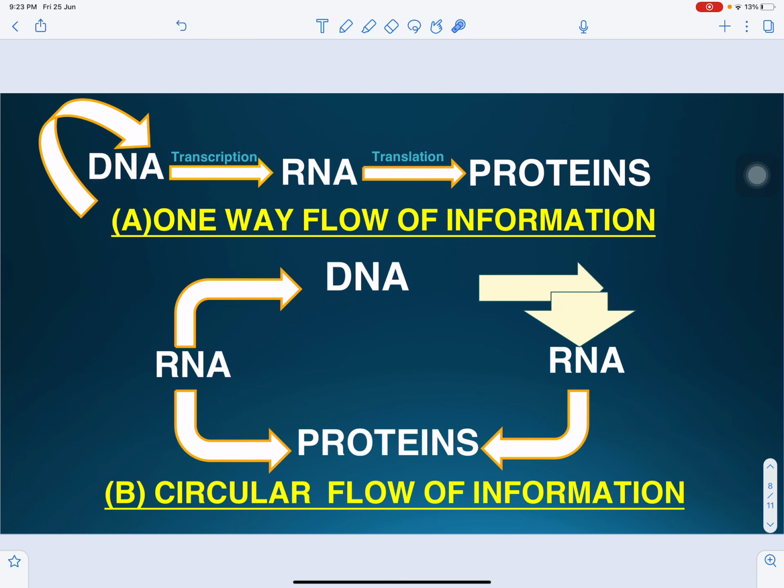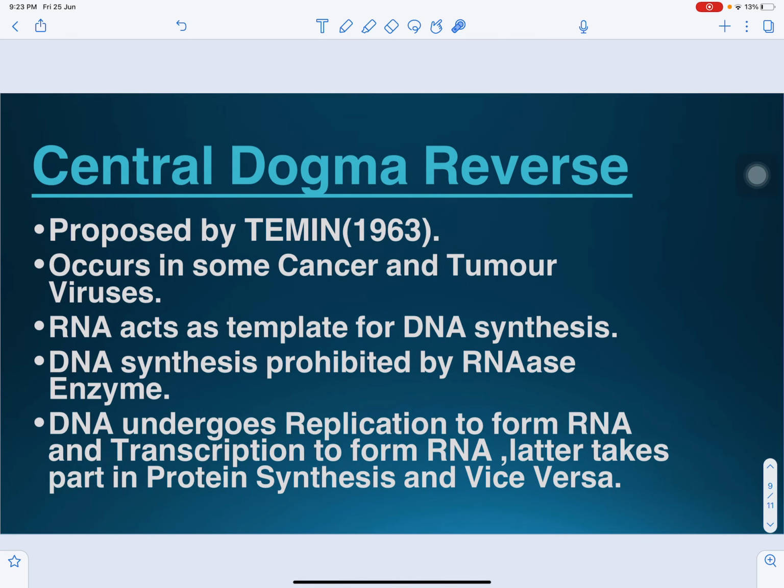So one-way flow of information from DNA to RNA, RNA to protein, like we have already discussed. This arrow is showing DNA replication. Now here we can see sometimes from DNA, RNA is produced, from RNA, protein is produced. Sometimes from RNA, DNA can be produced. Then again from DNA, RNA is produced, then proteins are produced. So this is called circular flow of information. This is also called central dogma reverse. This concept was proposed by Temin in 1963. This is mostly found in cancer and tumor viruses.